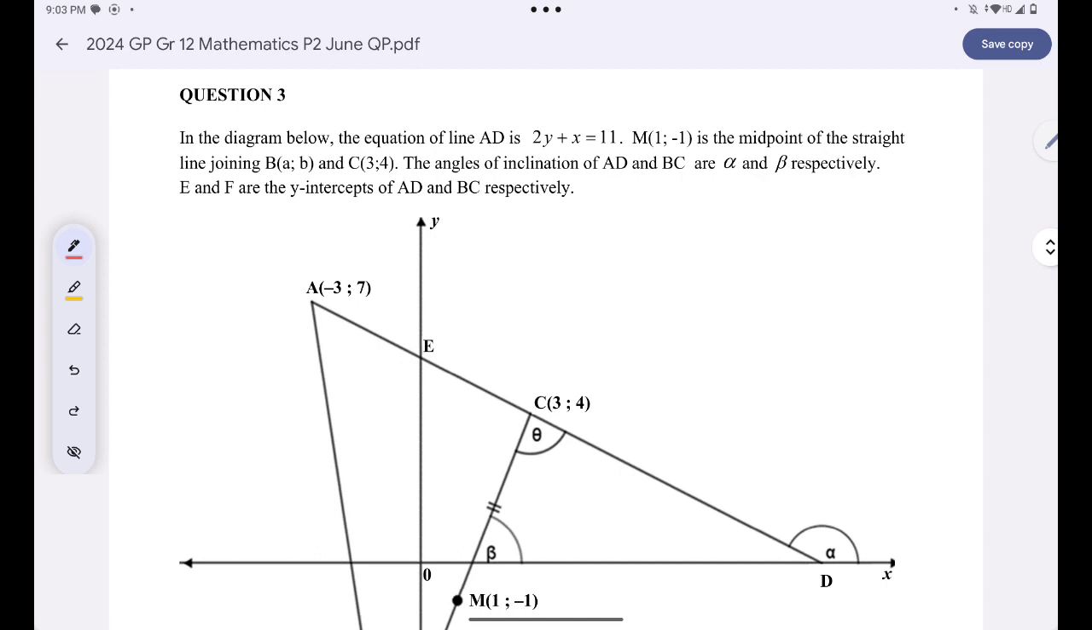Hi guys, I hope you are still learning and you are rectifying your mistakes if you made them when writing this examination.